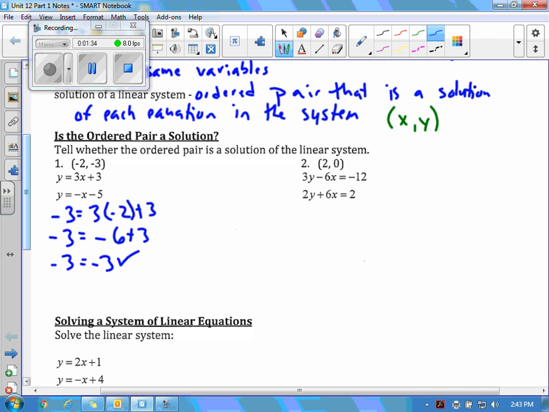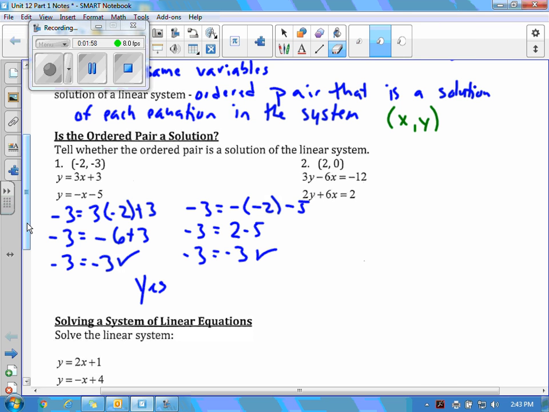So that works. But I'm not done there. I have to do the second equation as well. Plugging into the second equation, be careful here, that's a -2 minus 5. Work that out, I get +2 minus 5, and I get -3 equals -3, so that works. Since both of these are check marks, yes, this is a solution. Make sure you write that down.